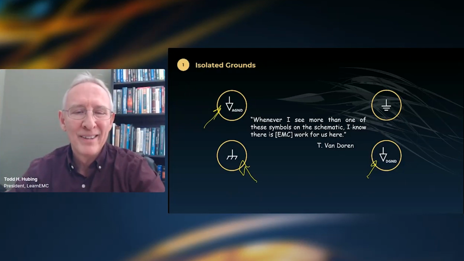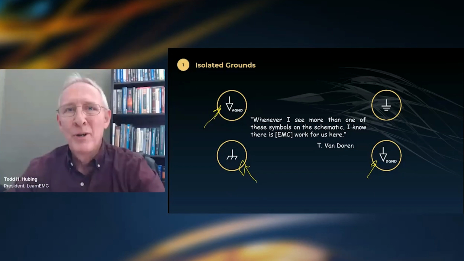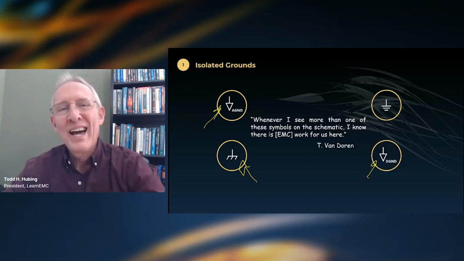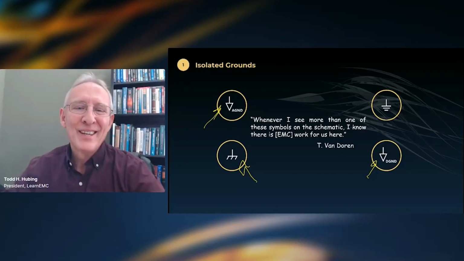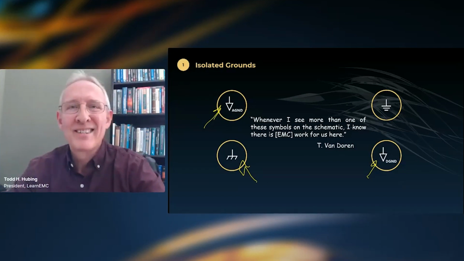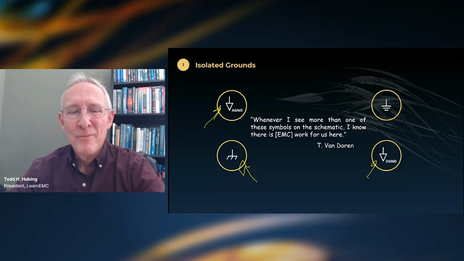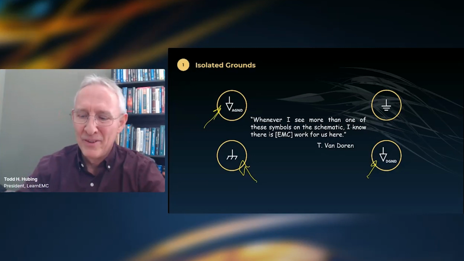We had been working on it quite a while, but Professor Tom Van Doren, who was basically one of my career mentors and just a fantastic EMC educator, a very practical guy, said, whenever I see more than one of these symbols on the schematic, I know there is work for us here. And at the time, I thought, well, yeah, it kind of made sense a little bit. But over the years, I've begun to realize just exactly how true that is. Really, most designs should only have 1 ground symbol on them, not more than 1. If you have more than 1, if you have 3, almost certainly you're doing something wrong, and maybe very wrong.